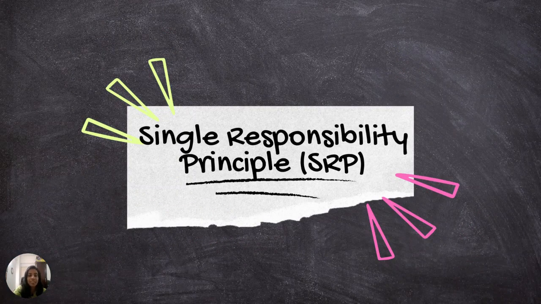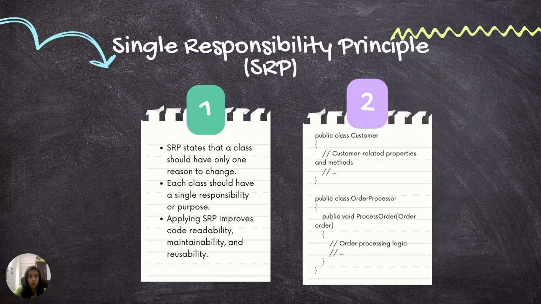So the first principle in SOLID principles is the Single Responsibility Principle, or SRP. So let us explore what is SRP. SRP states that a class should have only one reason to change, and each class should have a single responsibility or purpose. Applying this SRP allows code readability, maintainability, and reusability.